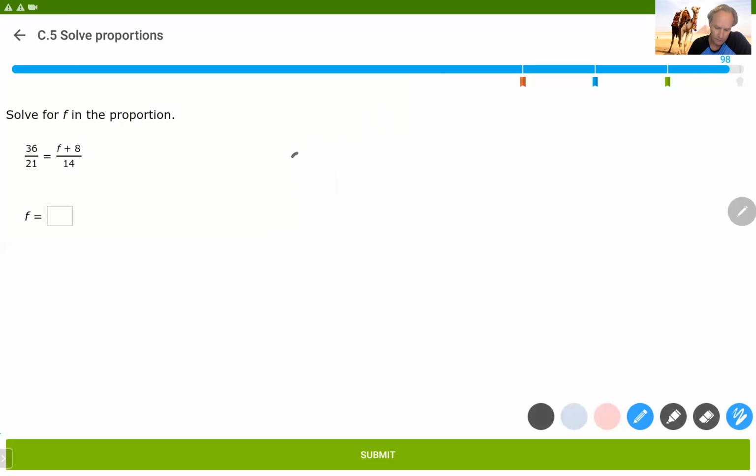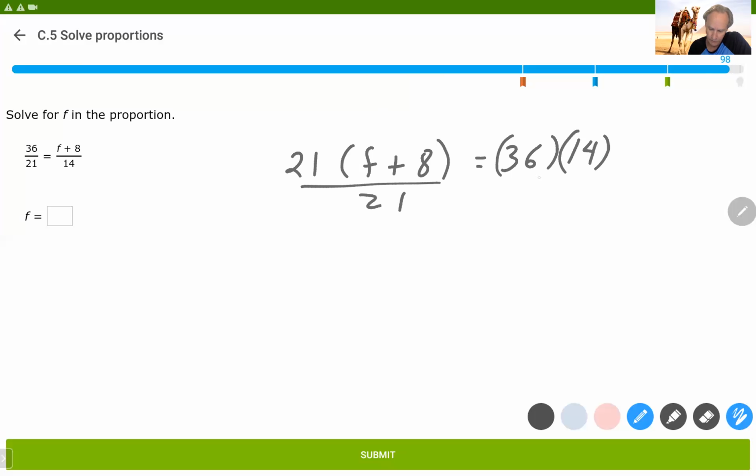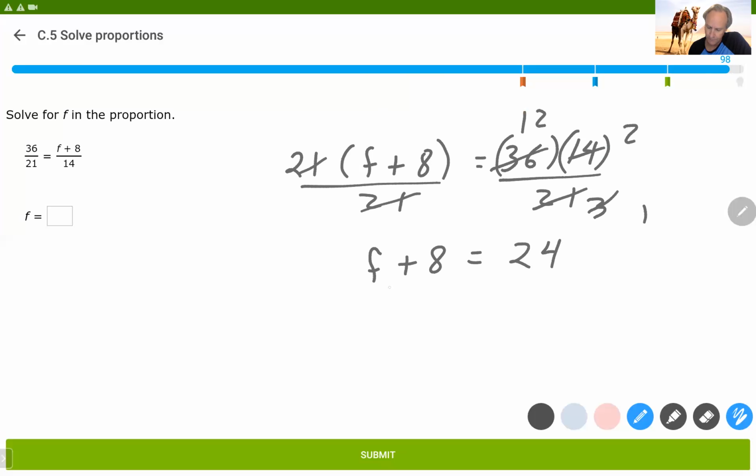And 21 times f plus 8 is equal to 36 times 14. Divide by 21 on both sides. Our f plus 8 is by itself. And 7 goes into 21 3 times. And 3 goes into 36 12 times. And 12 times 2 is 24. Subtracting 8 gives us f equals 16.